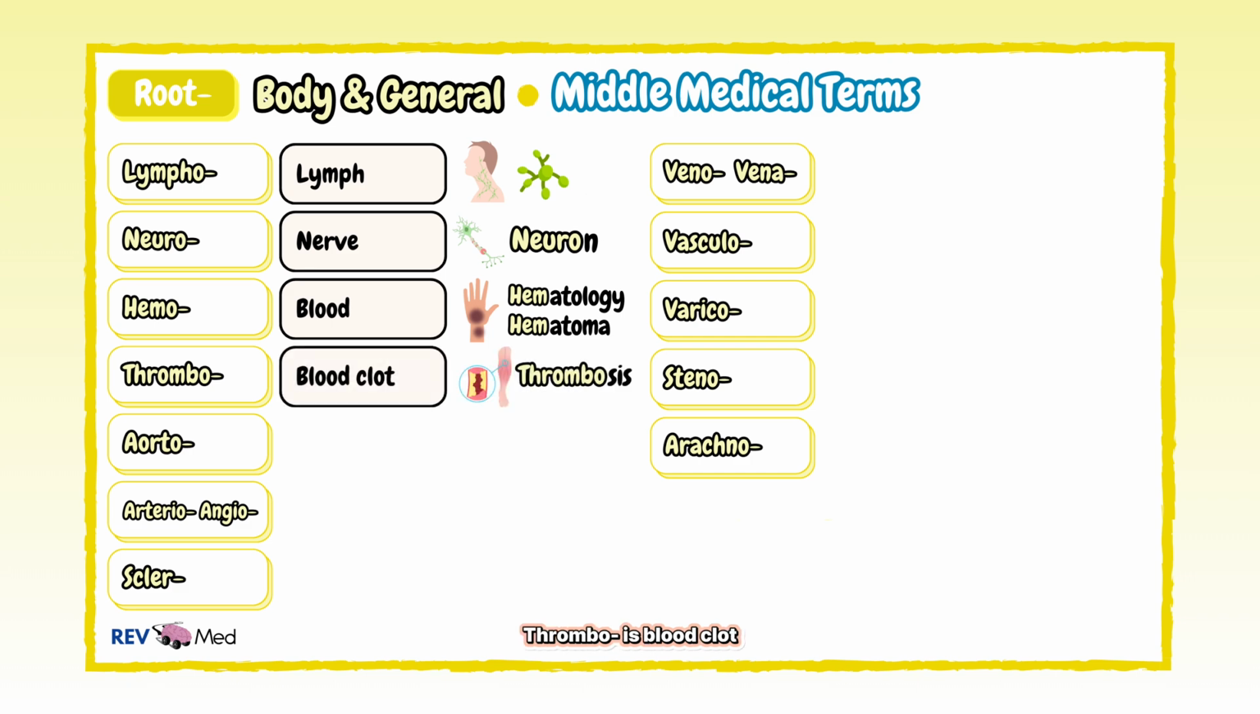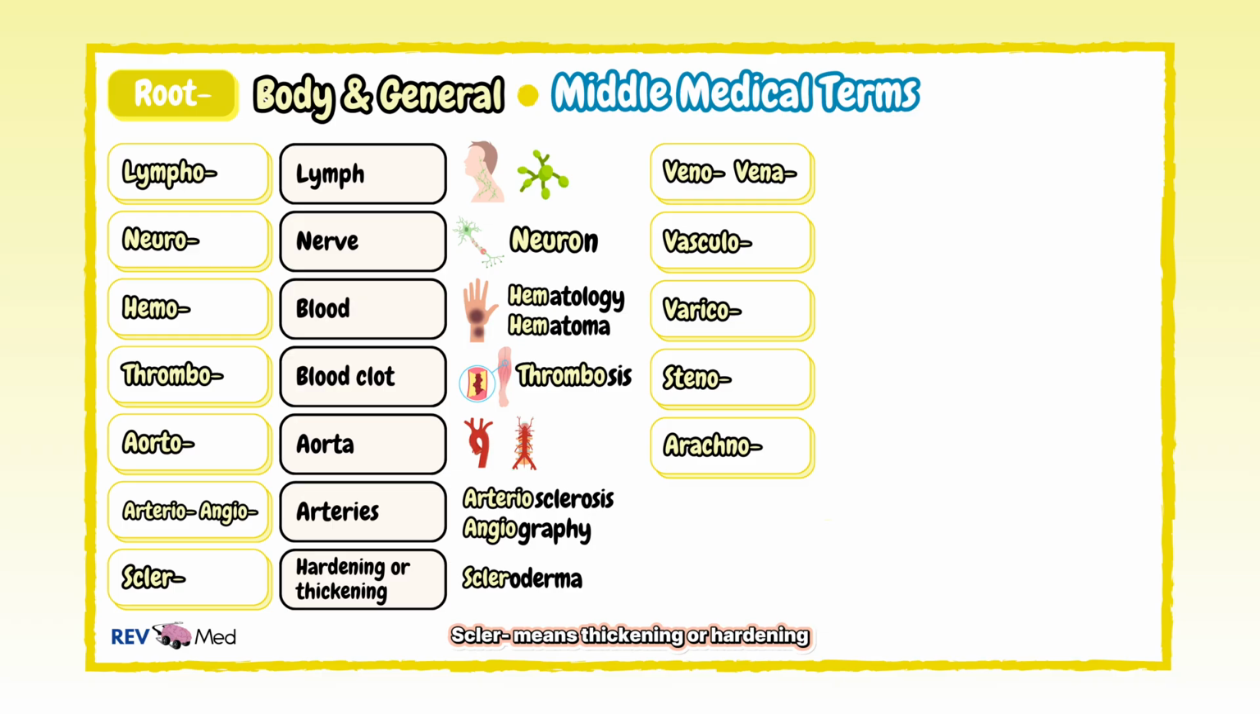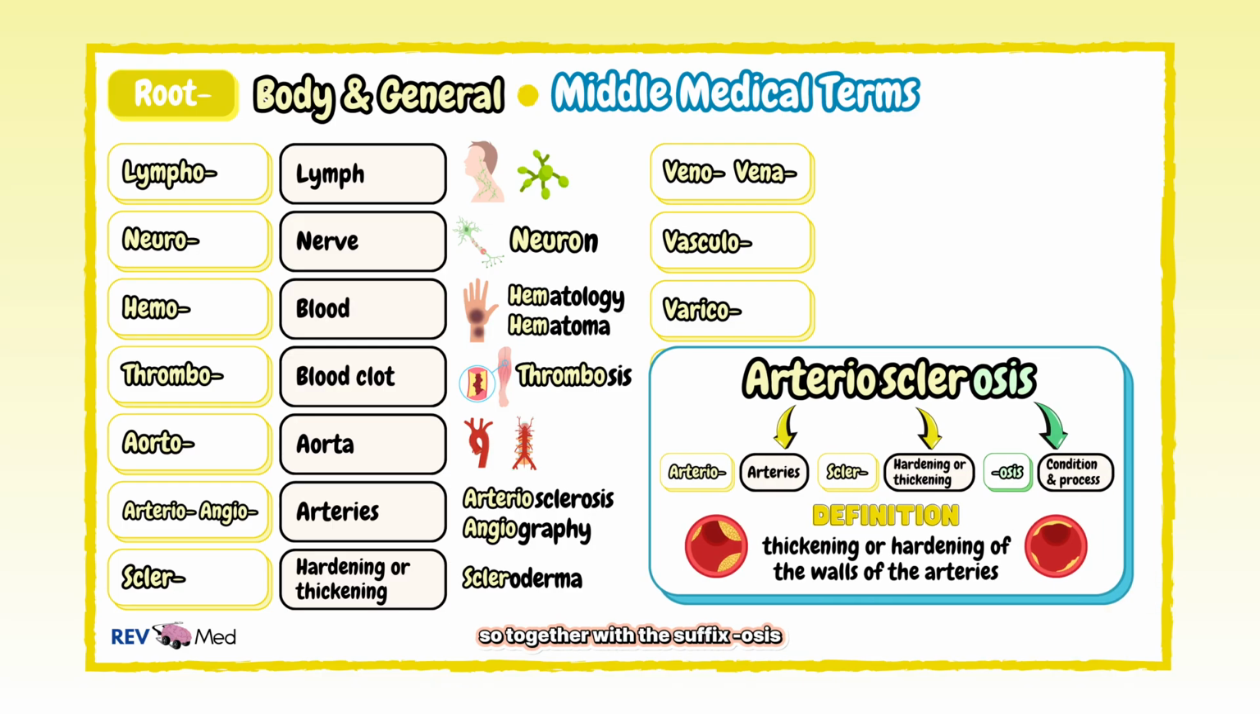Thrombo is blood clot, as in thrombosis, a blood clot within blood vessels that limits the flow of blood. Aorto is simply the large bad boy, the aorta. Root words arterio and angio are referring to your arteries. We have the examples in arteriosclerosis, which is using another root word we'll discuss in a bit. Sclere means thickening or hardening. So together with the suffix osis, meaning condition and process, arteriosclerosis is the thickening or hardening of the walls of the arteries.